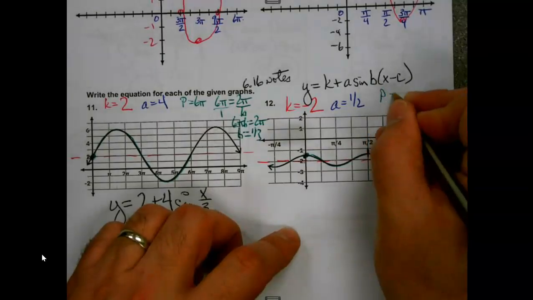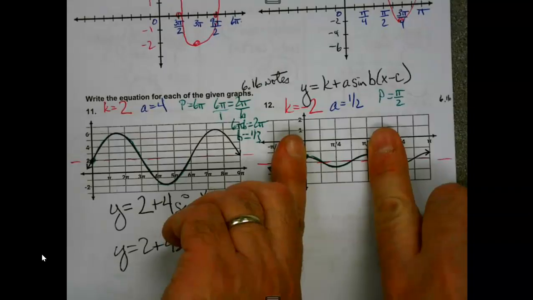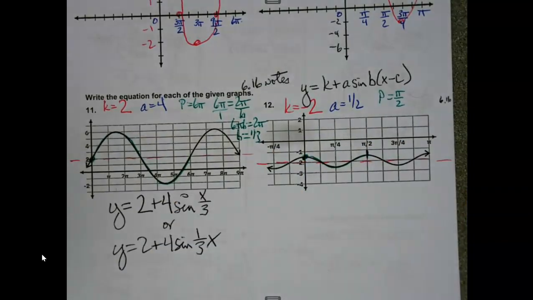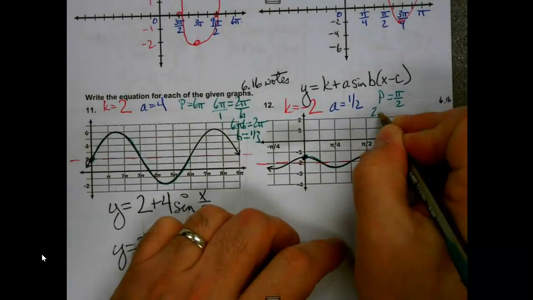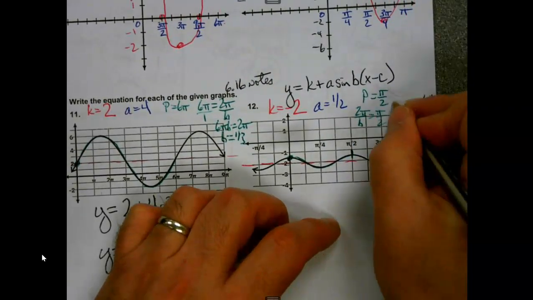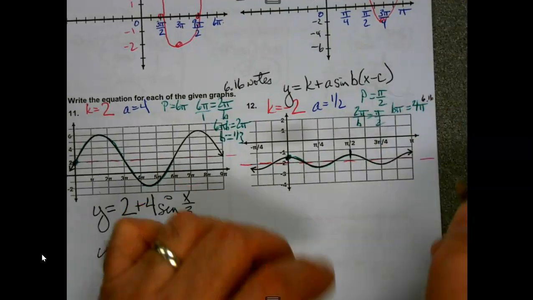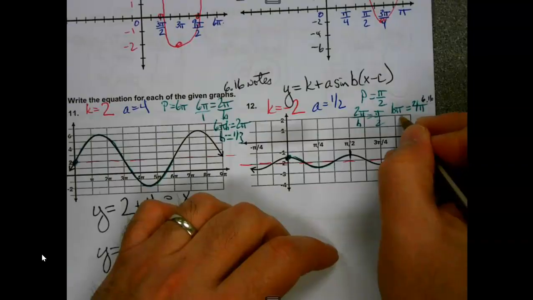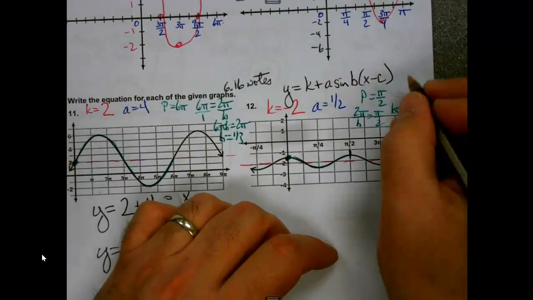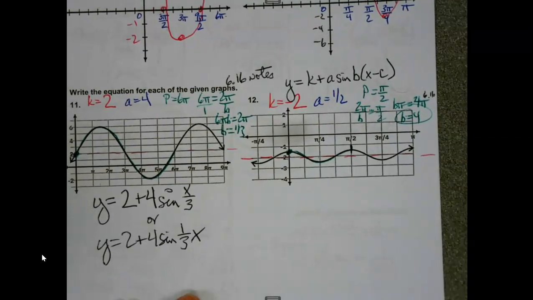Looks like my period is pi over 2 right there. So let's see here. 2 pi over b equals pi over 2. So pi b equals 4 pi. Divide by pi. So b is 4. And I should have everything I need. Because again, if I'm starting right at the axis, I don't have to play the phase shift game. And we want to keep this simple.